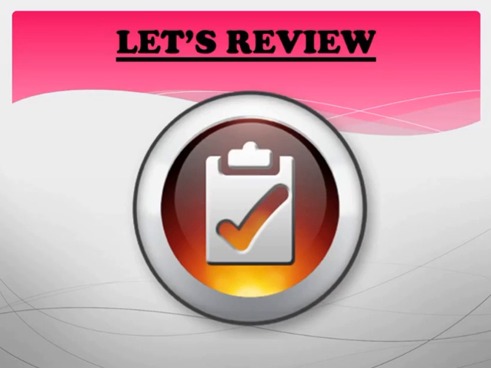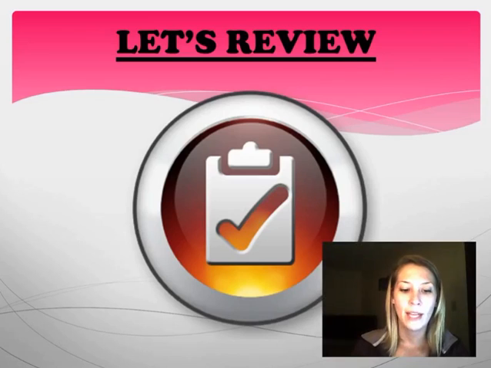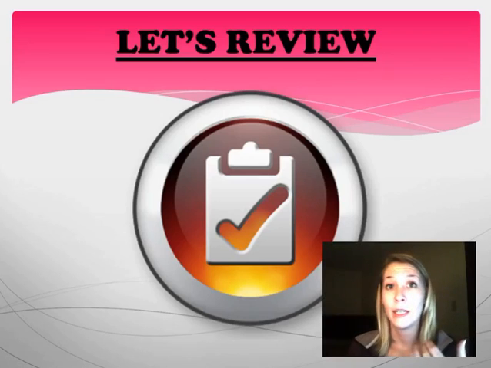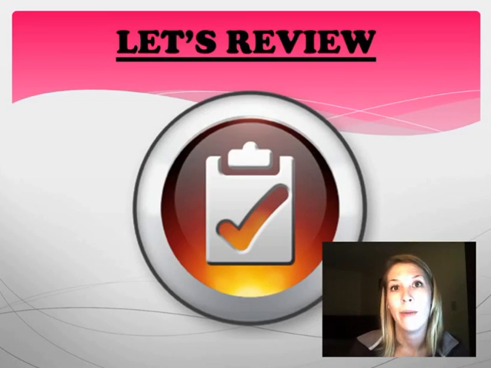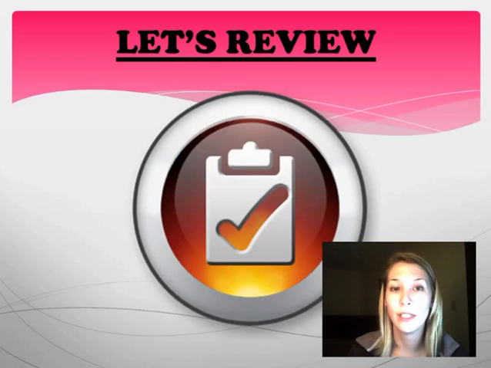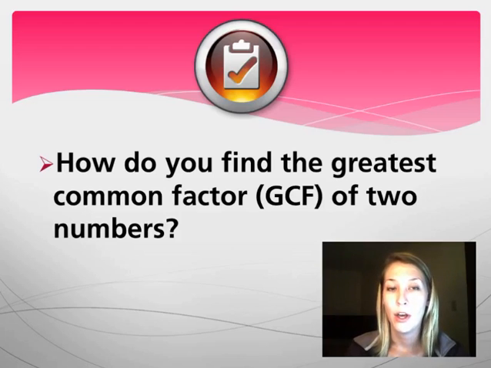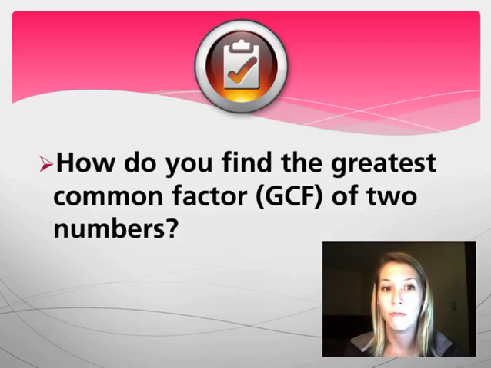Now we're at the point of the lesson where we're going to review what we have done. We've talked about what makes a number prime, what makes a number composite. We've talked about the greatest common factor, and we've talked about prime factorization using factor trees. So let me ask you this question now. How do you find the greatest common factor of two numbers? What is your thought process when it comes to finding that greatest common factor? I'll give you a few moments to think about that.